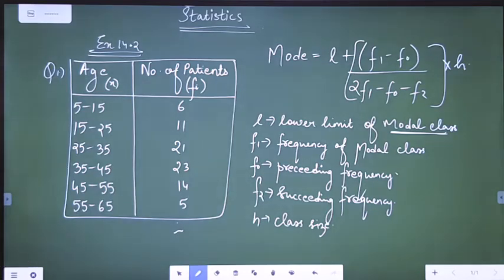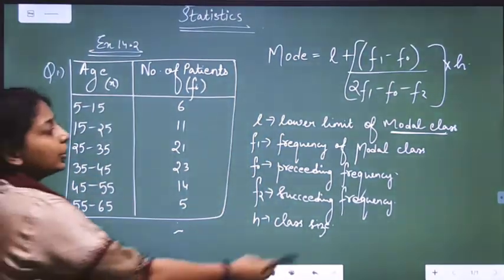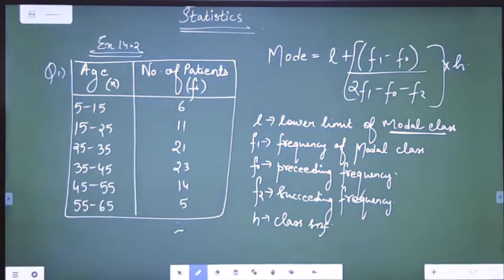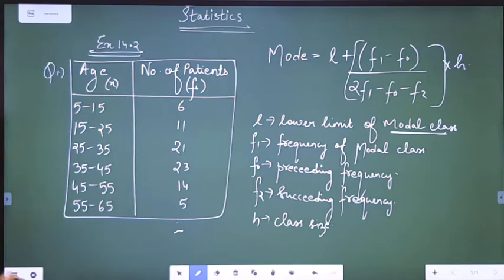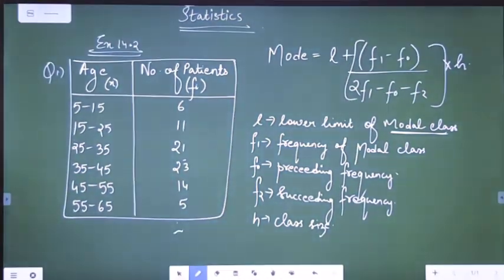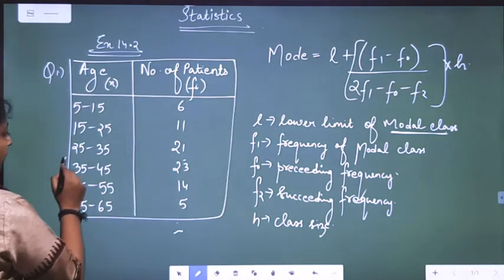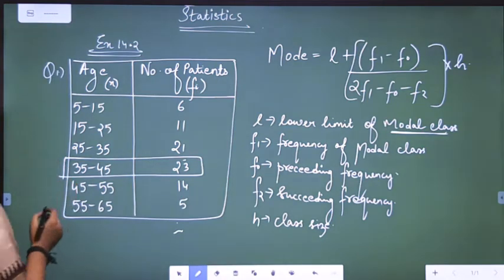And now we have to find the mode of this data, and the question is also telling us to find the mean of this data. So we have to find the mean, also we have to find the mode. First, let us calculate the mode of this data. So I was talking about the modal class. Modal class is the particular interval which has the maximum frequency. Observe this table. This is the maximum value of frequency, 23, right? So the interval corresponding to this value, 35 to 45, will be our modal class.